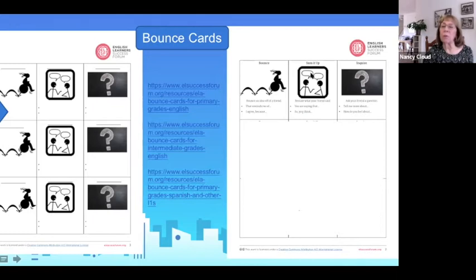So this gives them three ways that if they don't know what to say, it gives them an idea of what they could say. And kids need this type of support. Sometimes they truly, truly don't know what to say. So we need to help them with a bounce card.